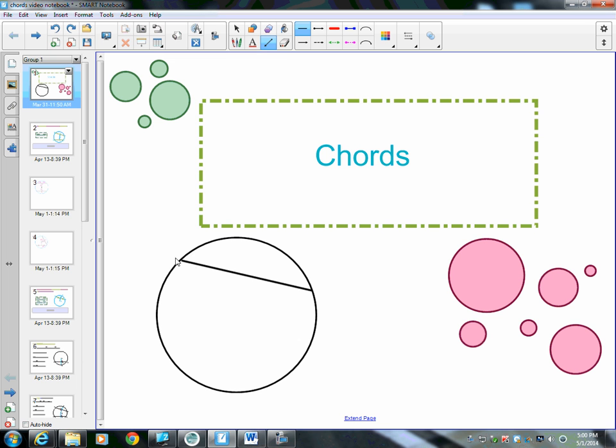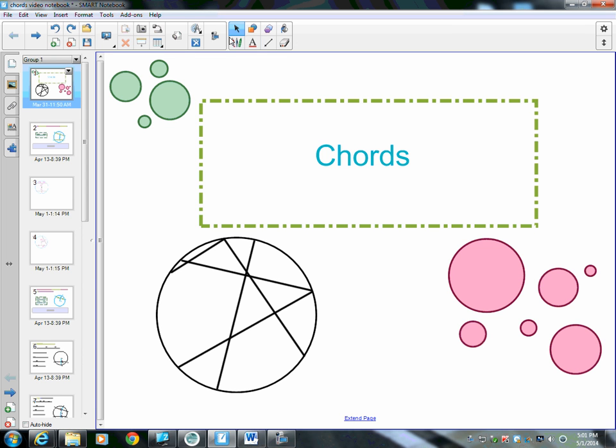A chord can go any which direction. It can be longer, it can be shorter, it can go through the center of the circle. It does not matter. They can intersect each other. They can go anywhere. An example of something that's not a chord: if it goes from a point on the circle to just some other point that's not on the circle, this is not a chord. A chord has to go from one side to the other. So this is a bunch of examples of chords.